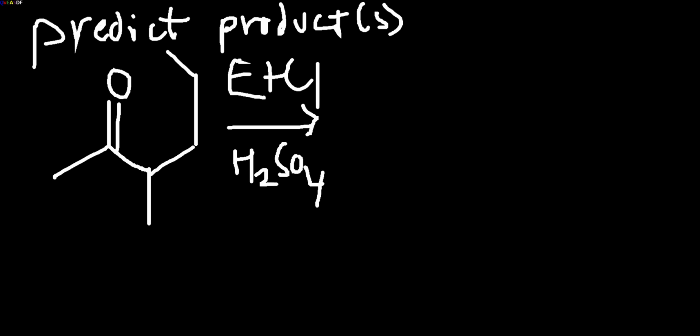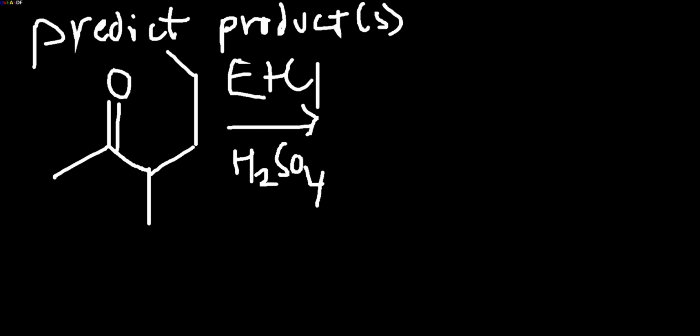Alright, so welcome to our second challenge today. Today we're just going to undergo a simple reaction and try to predict the products of this reaction. So here we have, what's this, 1, 2, 3, 4, 5, 6, this is 3-methyl-2-butanone, and we are going to react it with ethyl chloride under acidic conditions.